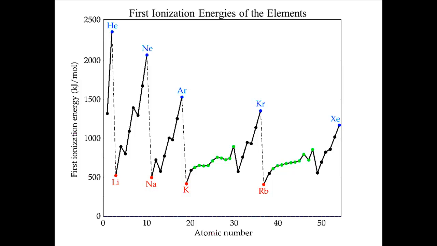Row 1 contains just hydrogen and helium. Row 2 runs from lithium to neon. Row 3 from sodium to argon. Row 4 from potassium to krypton. And row 5 from rubidium to xenon.